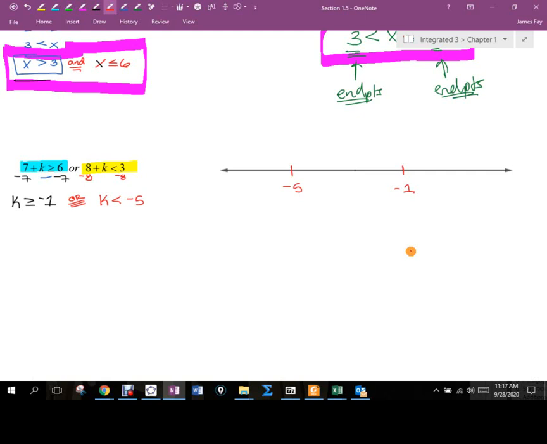Now I'm going to graph K is greater than or equal to -1. Greater than or equal to means I need a closed dot, and then we shade to the right. K is less than -5 is an open dot, and we shade to the left.